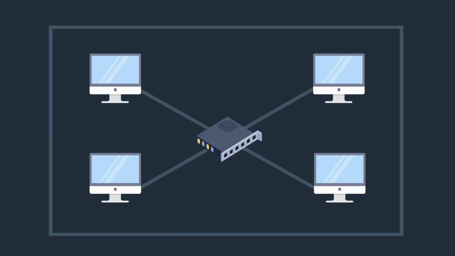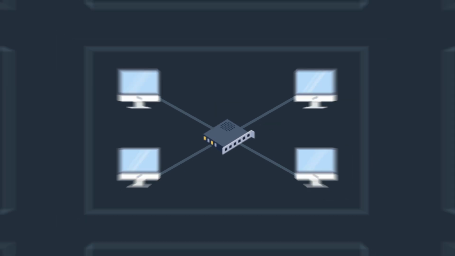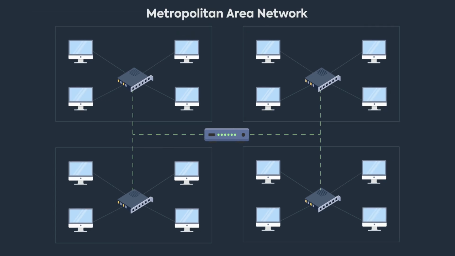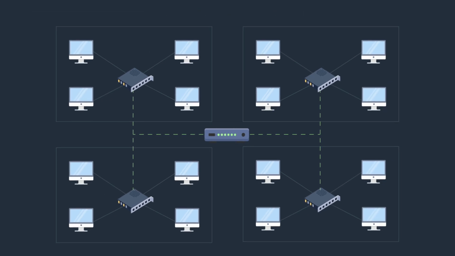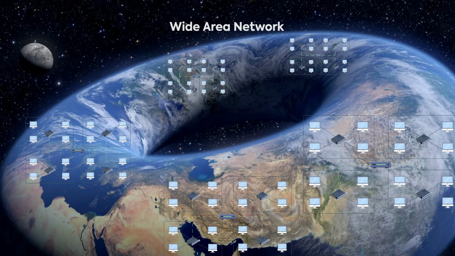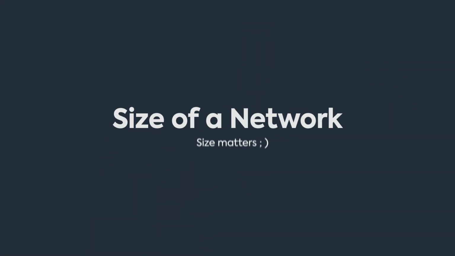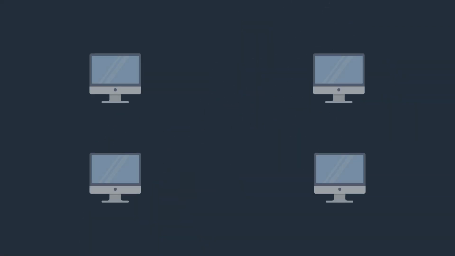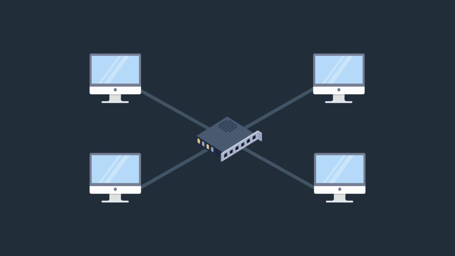This one is a local area network. If it connects multiple LANs, then it's a MAN. And if it connects multiple MANs, that makes it a WAN. The name is given on the basis of the size of a network. Devices within a network can share information, but only if they have an IP address.